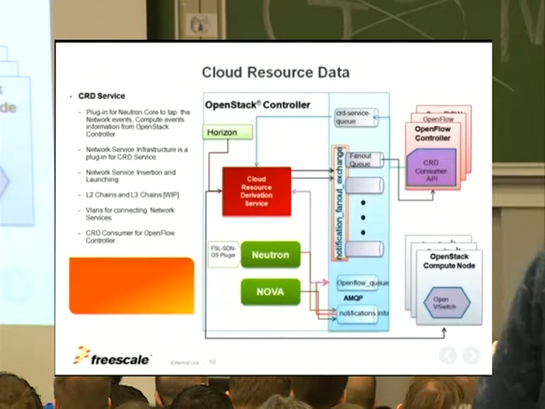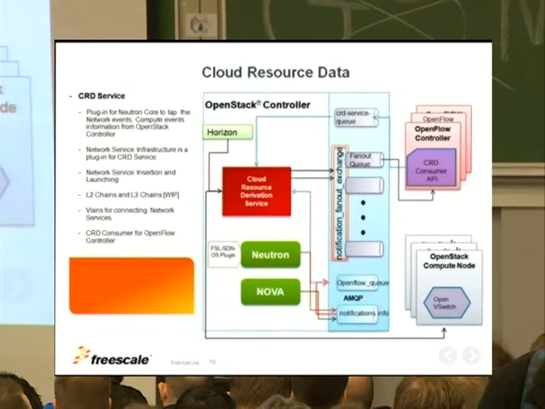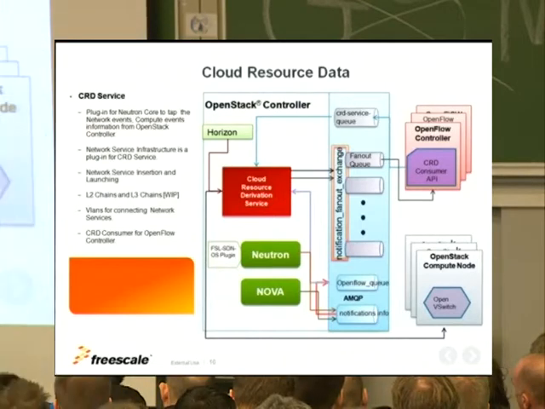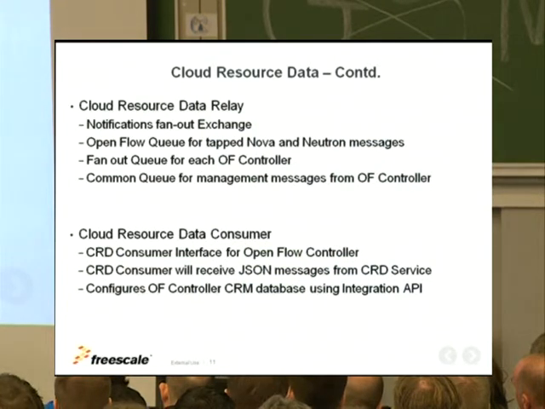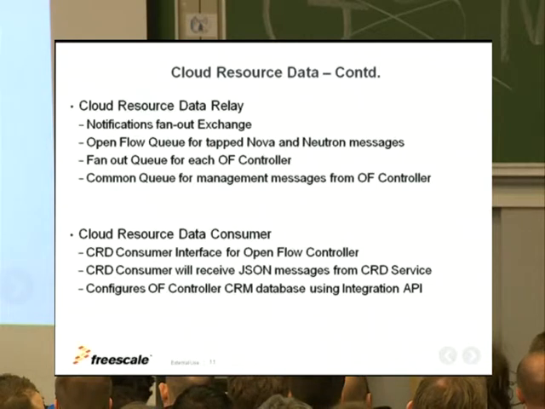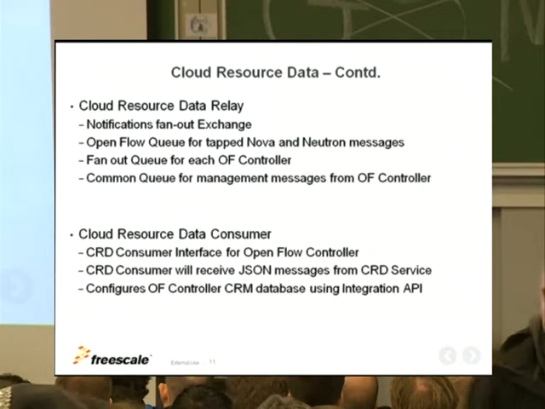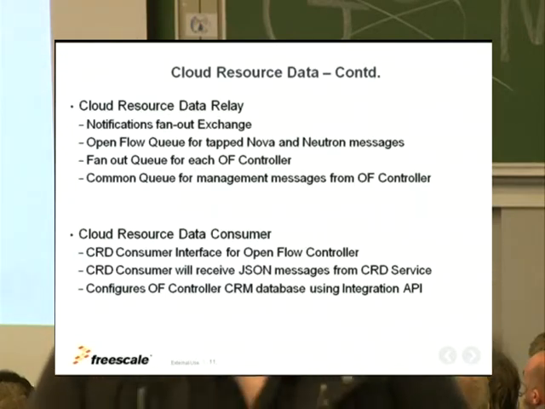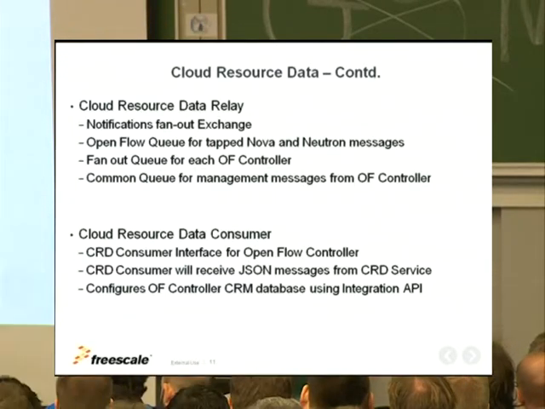And we have the CRD consumer, where we will consume the data generated by Nova and Neutron through the cloud resource discovery service. The data captured from these events is relayed to the cloud resource data consumer, where, through the notification fan-out exchange, there is the OpenFlow queue for tapped Nova and Neutron messages, and a fan-out queue for each OF controller.